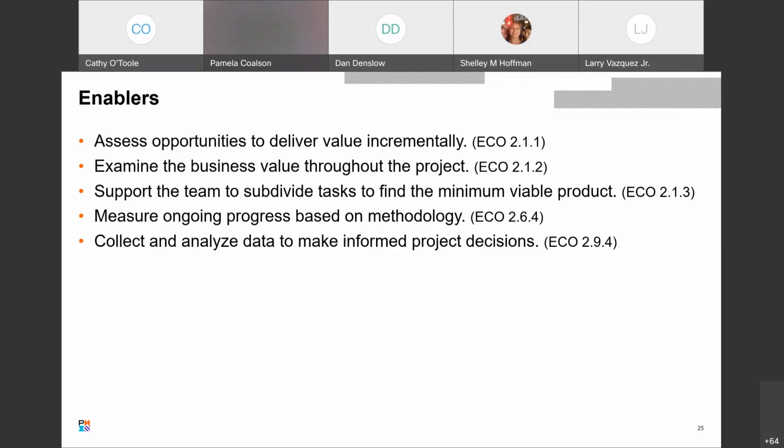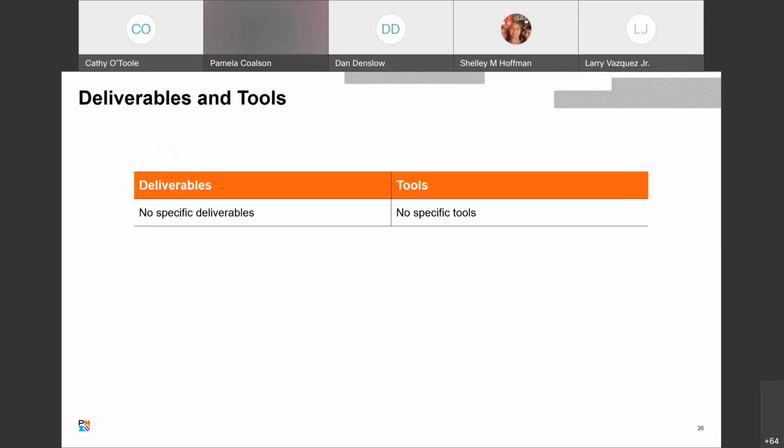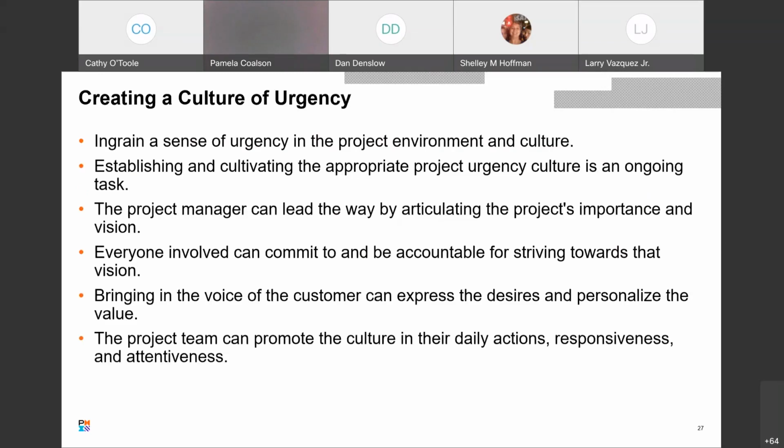And the respective topics and chapters are listed in parentheses on all of these if you need to reference them. Okay, so really no specific deliverables coming out of this other than the success of your project. I don't know why that's not listed as a deliverable because I really feel like it should be, but I didn't write this material.